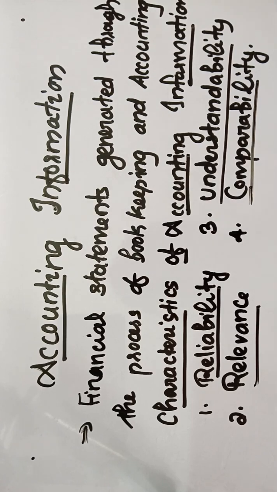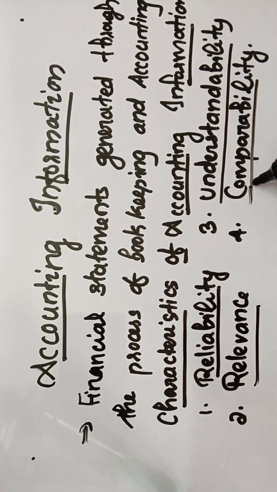When accounting information of an enterprise is compared with that of another enterprise, then it is called inter-firm comparison. Sometimes the accounting information of a period is compared with that of another period of the same enterprise, then it is called intra-firm comparison. So comparability can be done in two ways, that is inter-firm comparison and intra-firm comparison.